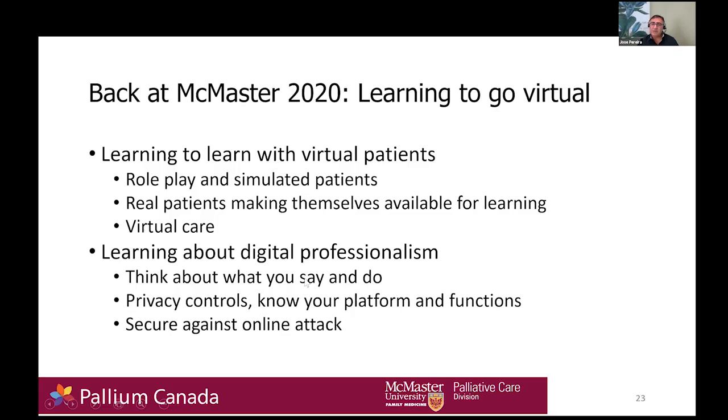We're learning that we have to learn about digital professionalism. Think about what you're going to say and what you're going to do, how you're going to dress, privacy controls, know your platform and functions. And I think we can all give examples of how we've appeared with pajamas on, not knowing that we were live.